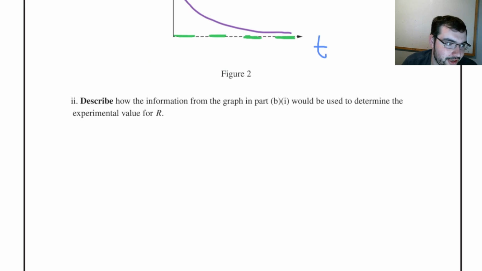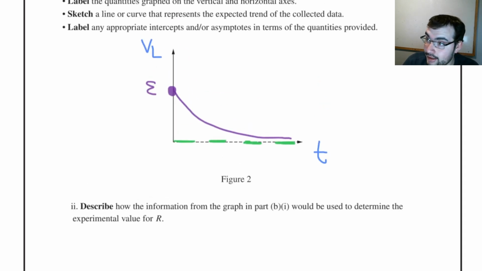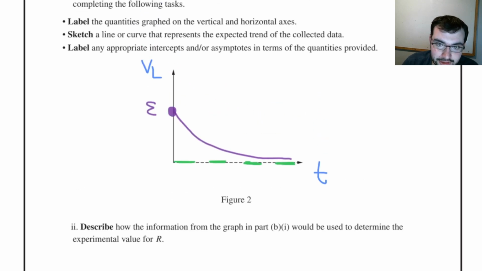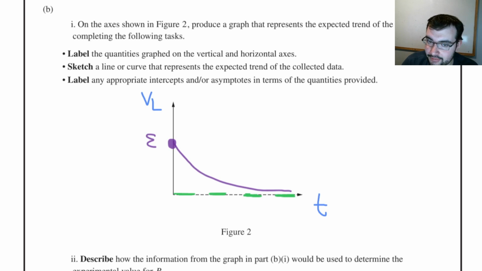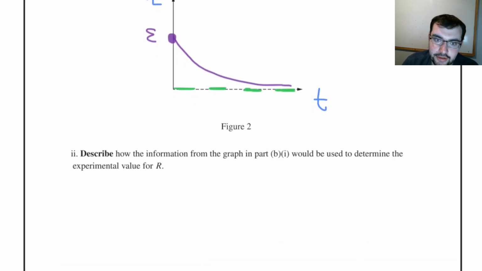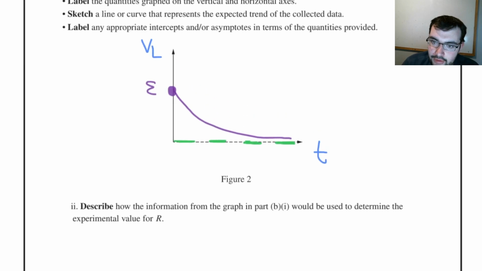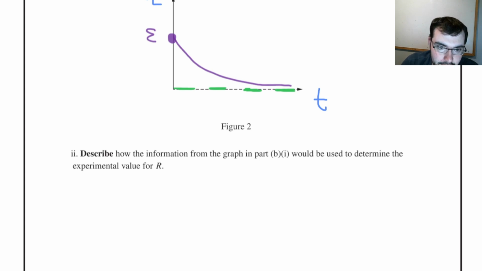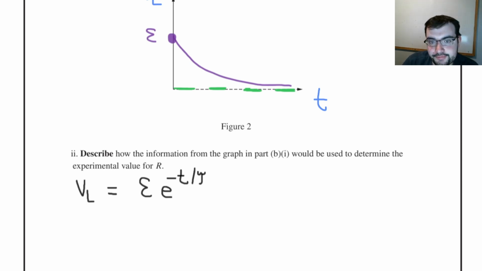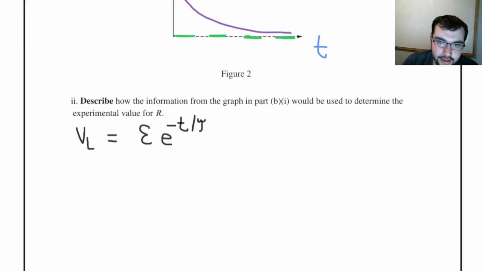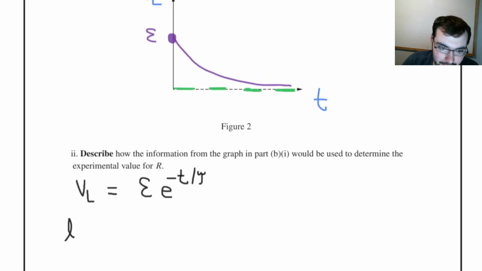Describe how the information from the graph would be used to determine the experimental value for R. So, from the graph, you could do some half-life stuff here, but we're actually going to linearize instead. So if you found a solution with logarithms and the half-life to get tau, great, that works too. So what you're going to do is use the fact that voltage across the inductor is equal to the EMF of the battery times e to the negative t divided by tau. Then to linearize it, since we got t trapped in the exponent, you log both sides.